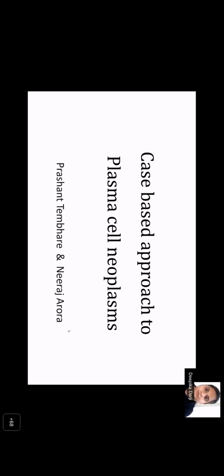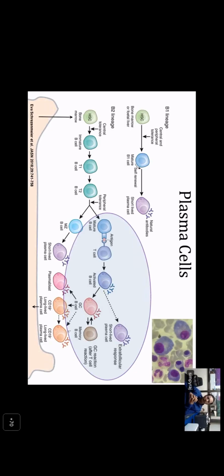So we will have alternate cases, and this is an interactive kind of session. I hope the students who are participating will have some question and answer, and the other attendees who have questions can also put them in the chat box, and we'll try to answer those questions. Okay, so let's start. This is an introductory slide, but what are plasma cells?